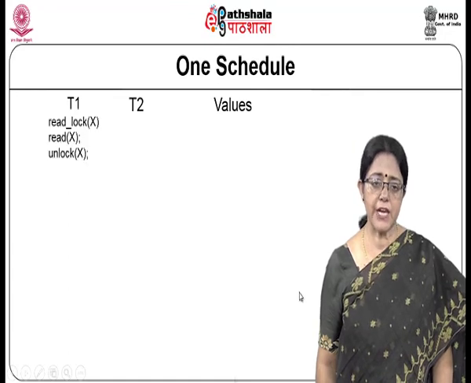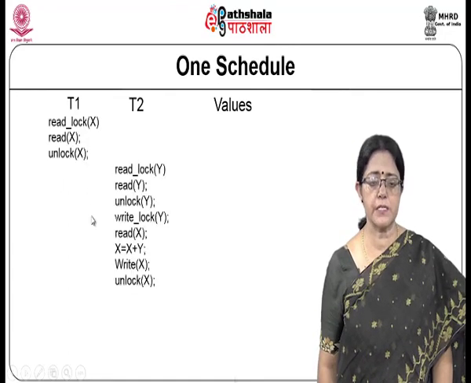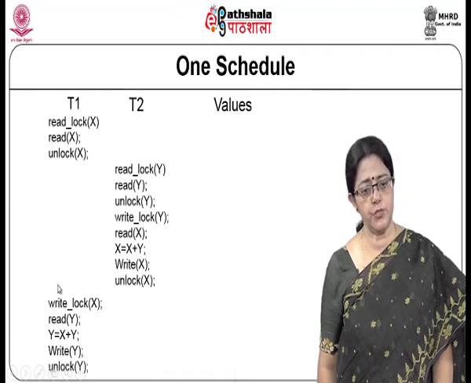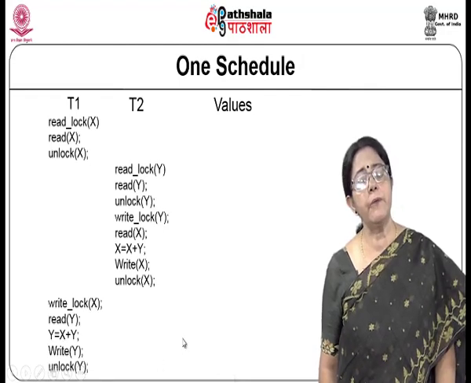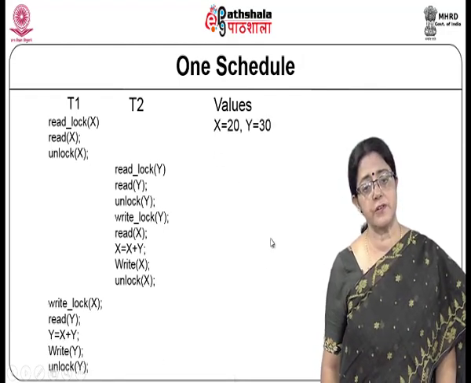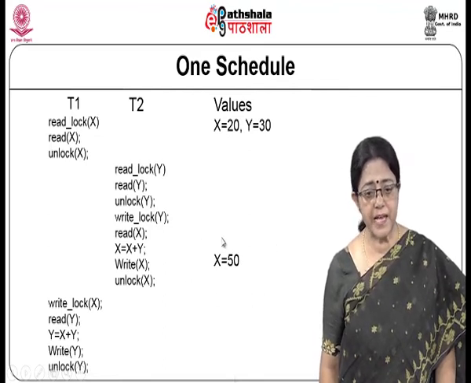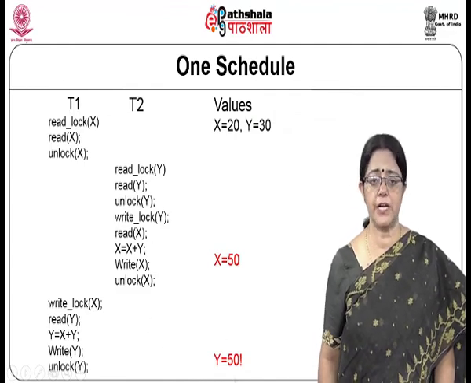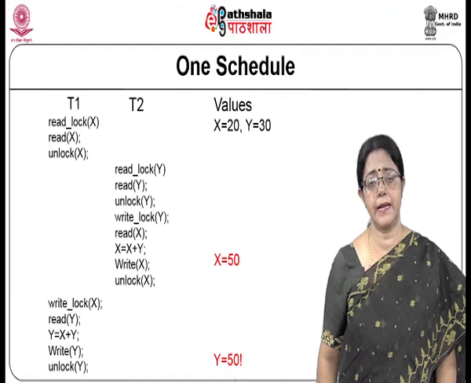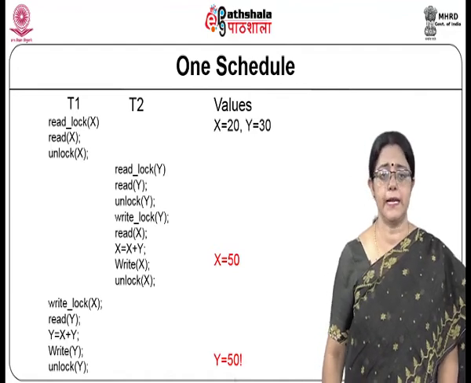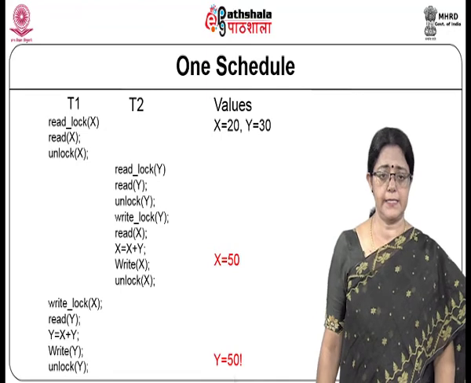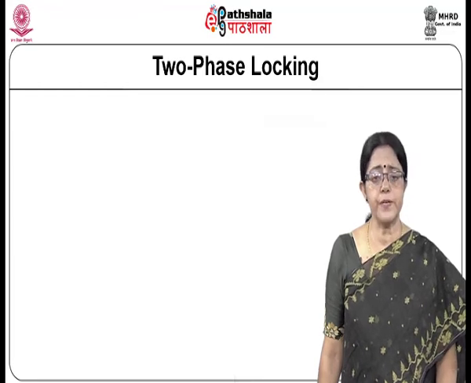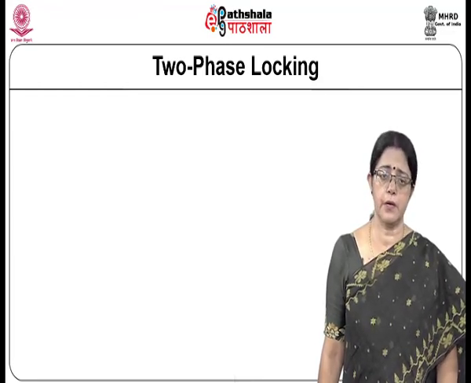But there is a schedule. First we acquire the locks of X, and then we allow T2 to execute, and then we allow T1 to continue the rest of it. We see that with the initial value of X equals 20 and Y equals 30, X becomes 50 and Y also becomes 50 by this schedule. So, this is a schedule that is not a serializable schedule; it does not possess serializability. So, to avoid this problem, we use the two-phase locking protocol, which does not let this problem happen in locking.